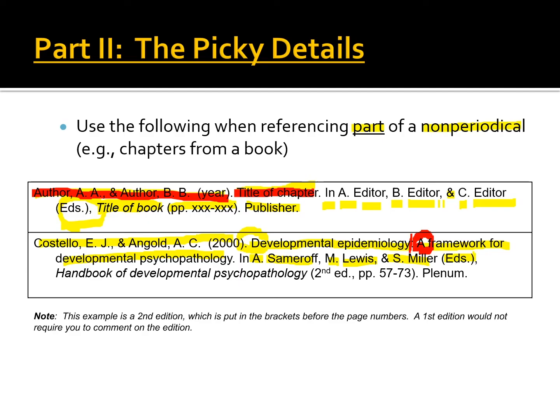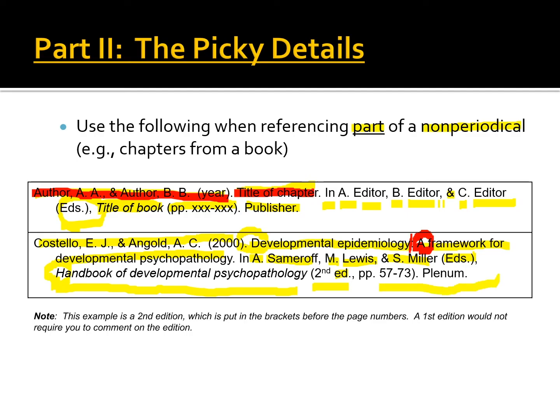This chapter comes from an edited book, so the editors are A. Samaroff, M. Lewis, and S. Miller. These are the editors, so I've specified that. And then we have the title of the book, which is the Handbook of Developmental Psychopathology. Notice that that is italicized to separate it from the title of the chapter, but it is still in sentence case, so only the first word is capitalized.